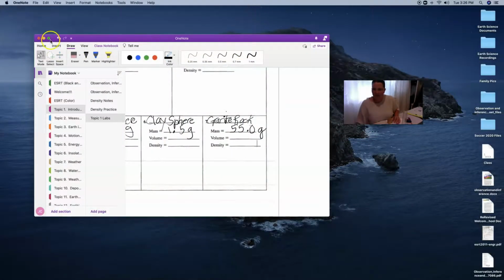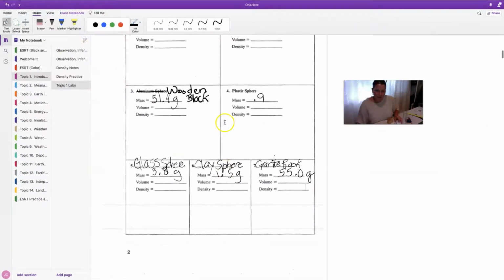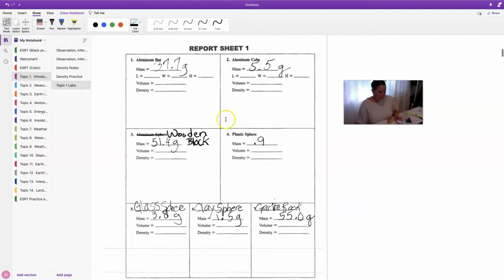So if I go back to my report sheet, I'm going to minimize me again and maximize my report sheet. I can easily write in all the values, which you hopefully did as we were doing this, but if you didn't, not a big deal.